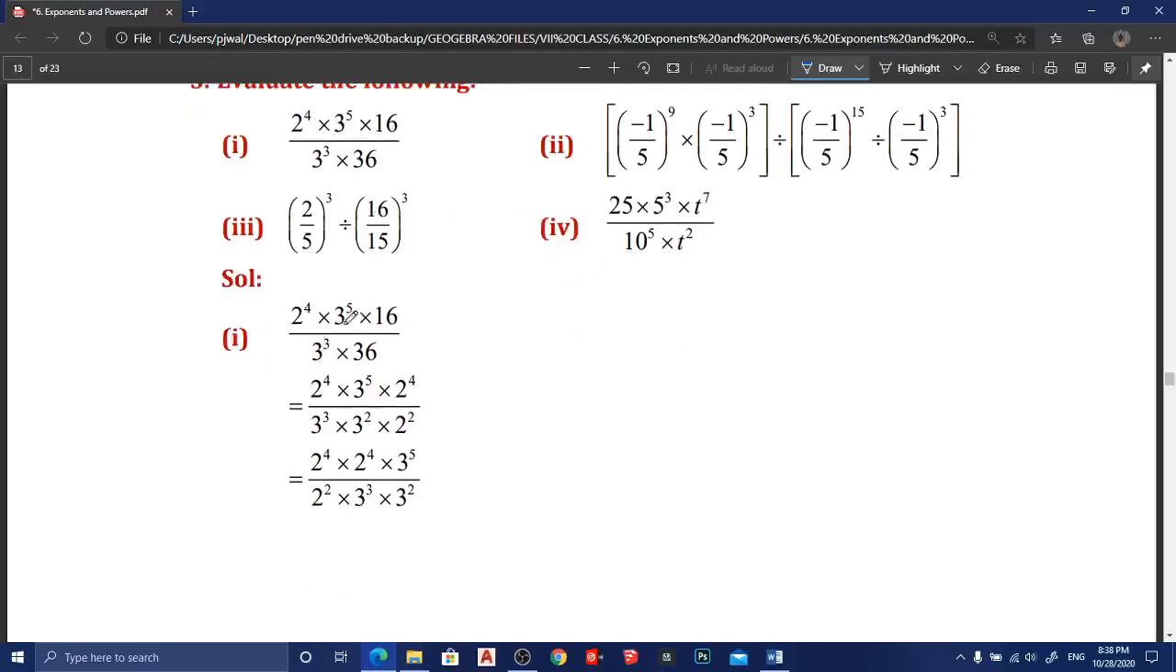First one, 2 to the power of 4 into 3 to the power of 5 into 16 by 3 cube into 36. So before going to solve this type of problems, first you have to convert all the numbers which have the same base, as much as possible. Okay, so if it is even number, you can convert it as the base of 2, like 16, 36 even numbers are there.